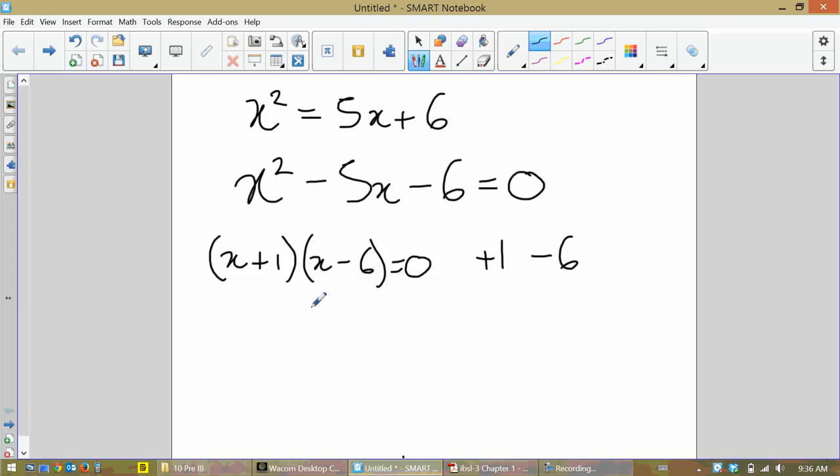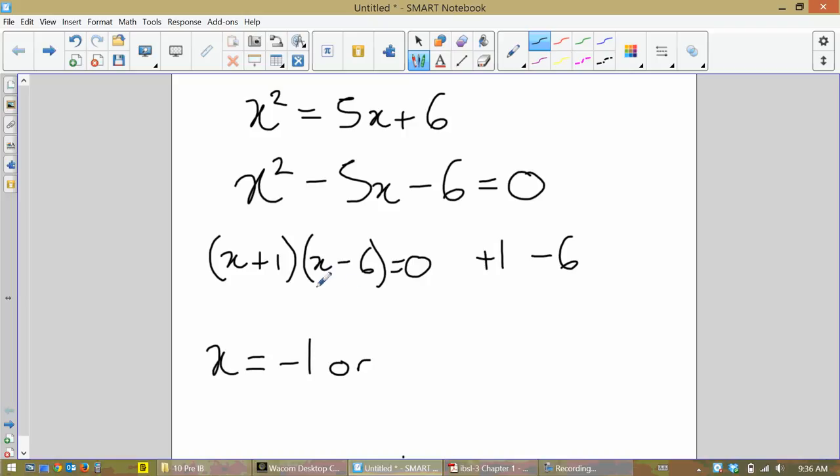Okay, now in order to solve the quadratic, we need to use the null factor law. We need to come up with the two values of x, in this case, that if you put into this equation will make it true and make it equal 0. So over here, the value of x that would make this 0 would be minus 1. So one of my answers is x could be minus 1.